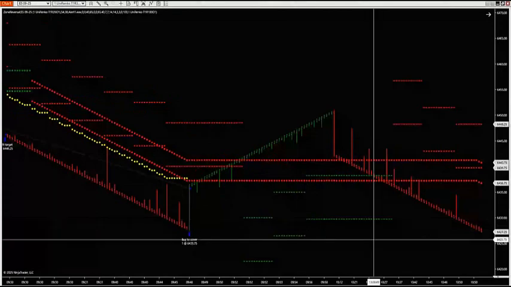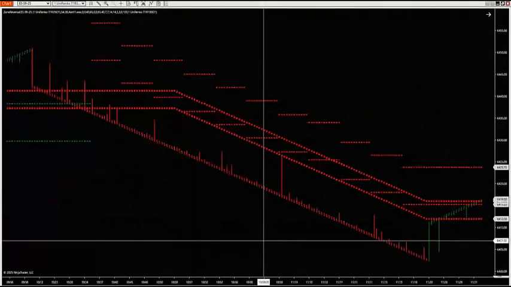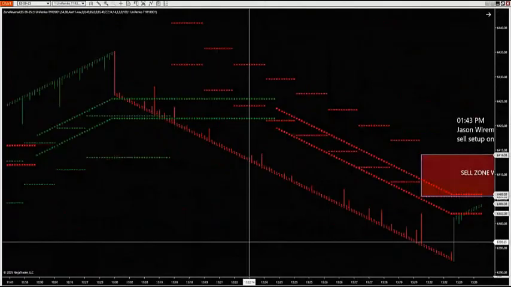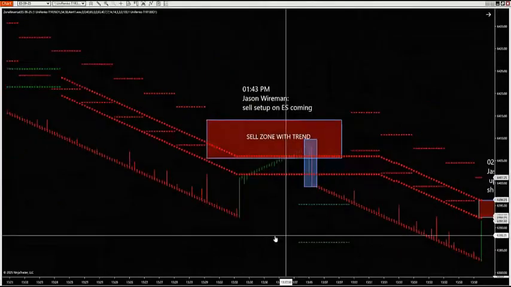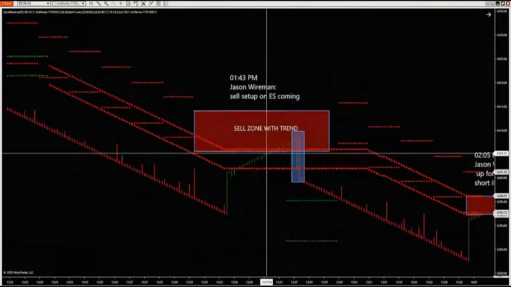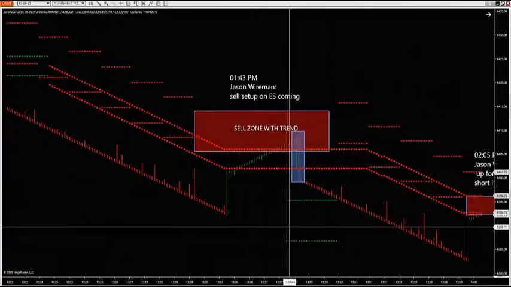Okay. And then we come in, the market starts moving down hard, starts moving again. And it says, hey, I got a short on the S&P here. When we get inside of my sell zone with trend, I give you a heads up on that. I typed it in the room.